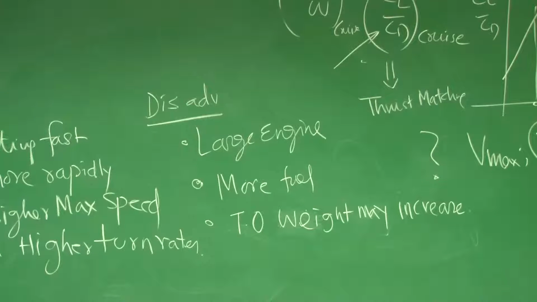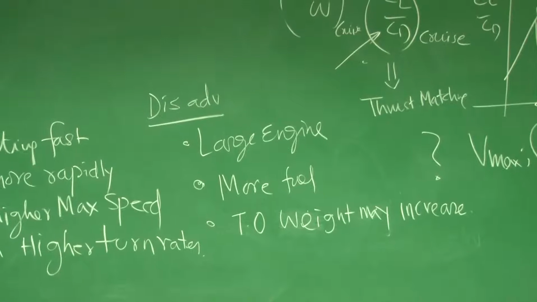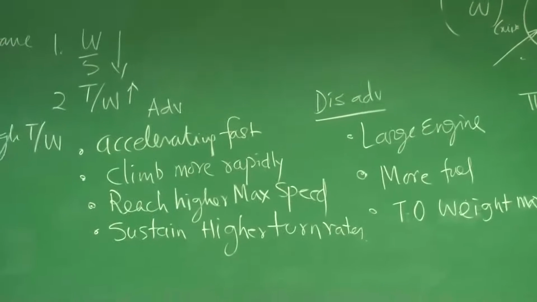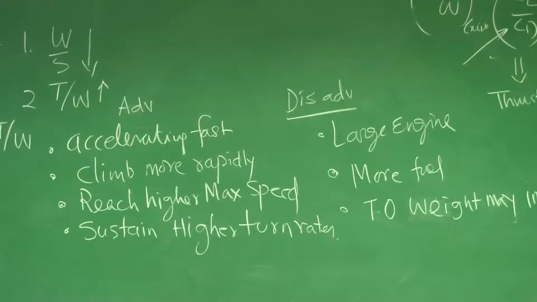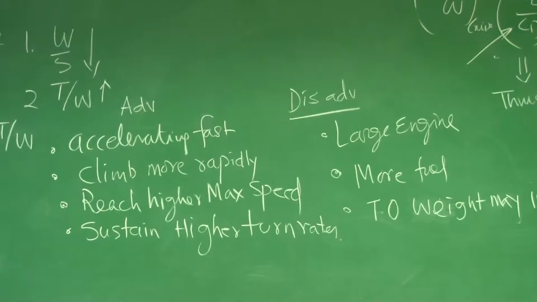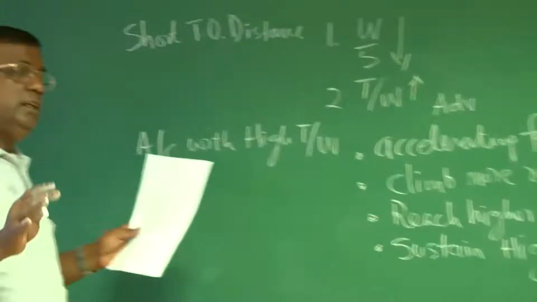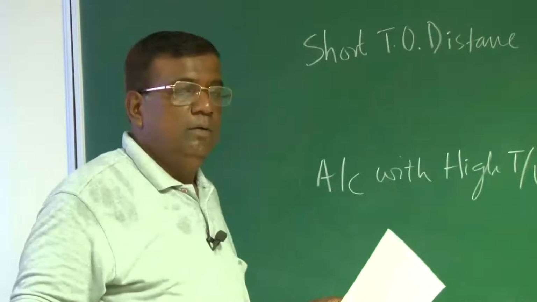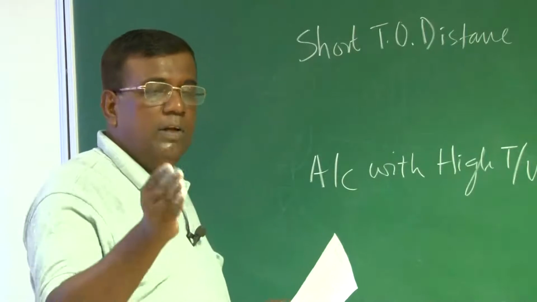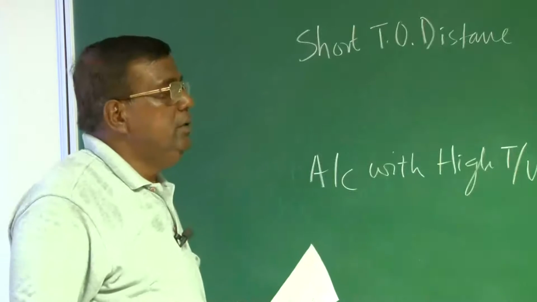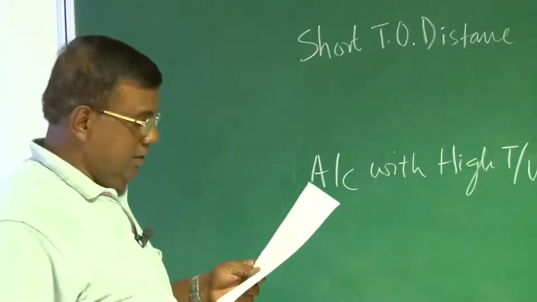Why I am discussing this, that you should understand, finally we have to do lots of compromise, a balancing act, some advantages, disadvantages, they may be conflicting. Not only T by W, it may come from wing loading. So as a designer, the chief designer has to look at every parameter and see what his goal is, and he tries to find out that path which gives him what is desired.